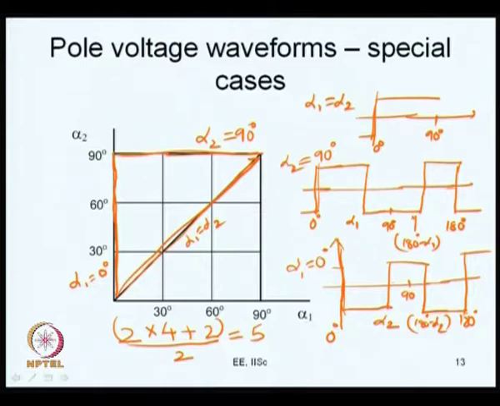This gets reduced to 3 when alpha 2 is equal to 90 or alpha 1 is equal to 0, and this gets reduced to 1 if alpha 1 is equal to alpha 2. If alpha 1 is equal to alpha 2, it is a square wave, and if it is square wave operation, it switches only at 0 degree and switches back at 180 degree. So, there is nothing that happens here. So, there are only 2 switchings in a cycle and only 1 switching cycle in a fundamental cycle. So, the pulse number or the ratio of switching frequency to fundamental frequency is 1 now.